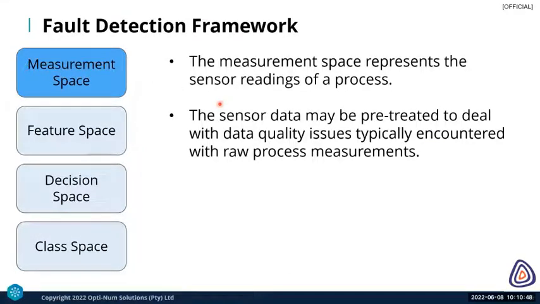The measurement space is the representation of the raw sensed information that we have in the system. Usually this is collected and stored in some sort of historian, which stores all of the data and information from the raw sensors. Prior to use for fault detection, we may need to treat this data, as it could have some inconsistencies or erroneous data contained within. These could result from instrumentation failure, equipment failure, or multiple other faults. So prior to using this data in the fault detection space, we would need to ensure it is clean and fit enough for our intended measurement processes.